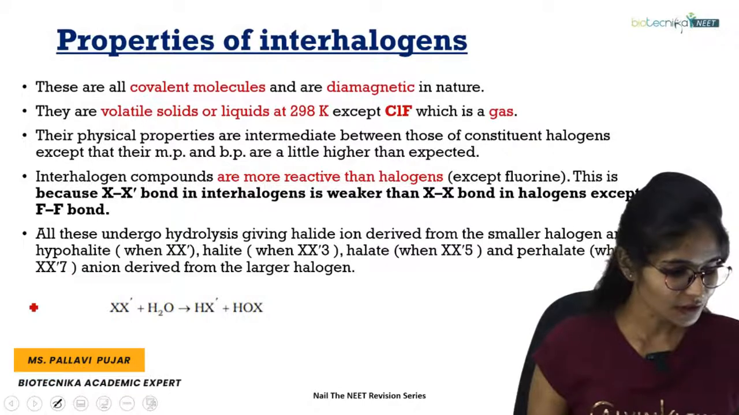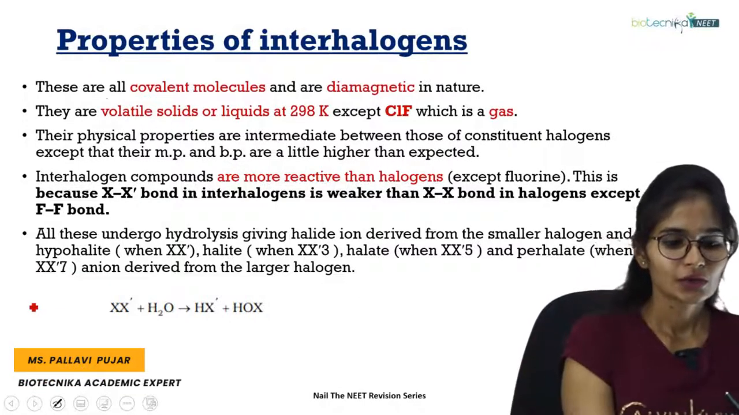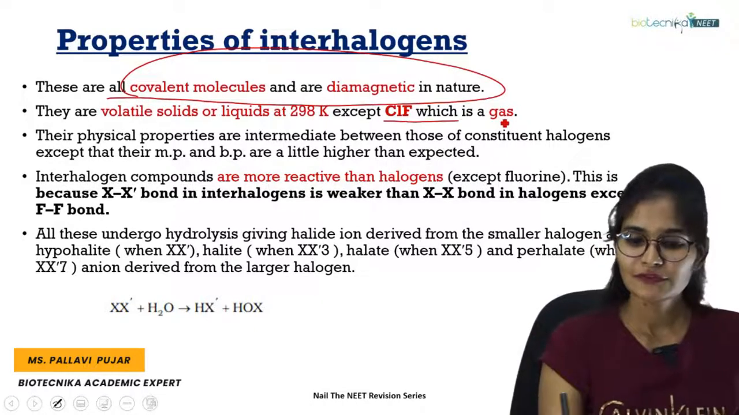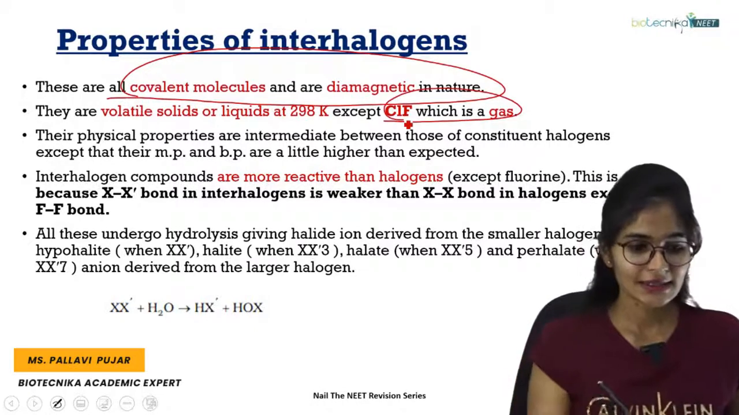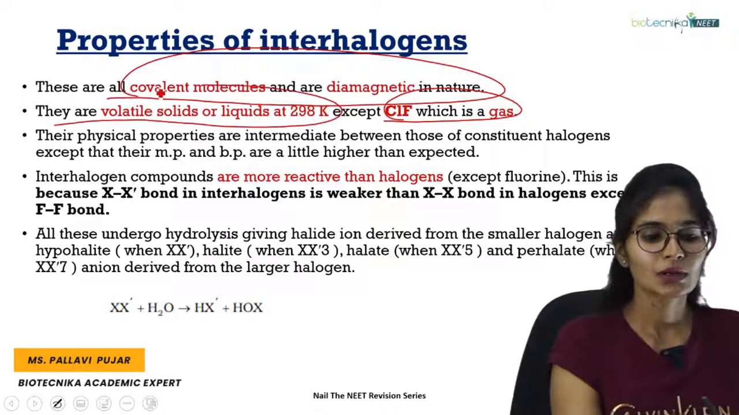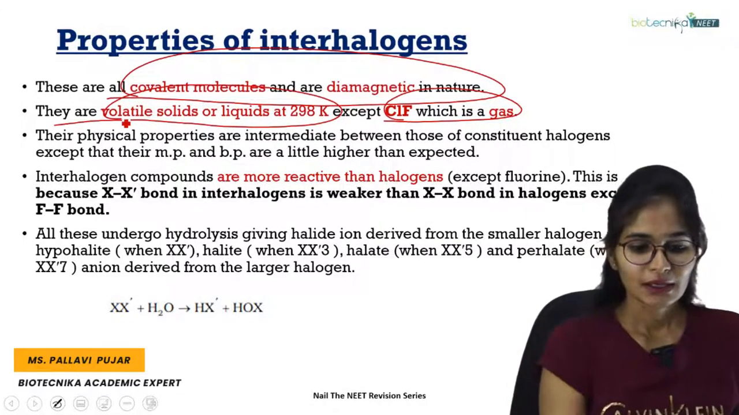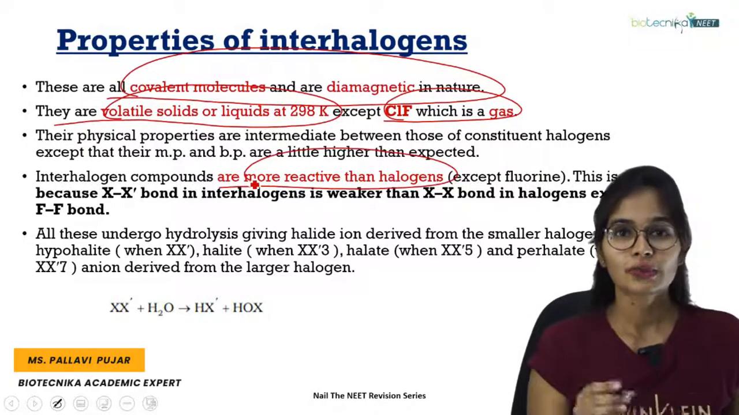So when you compare properties, interhalogens are covalent molecules and are diamagnetic in nature. ClF alone exists in a gaseous state, and apart from that, all are volatile solids or liquids. I have already explained that they are more reactive than the normal halogens.